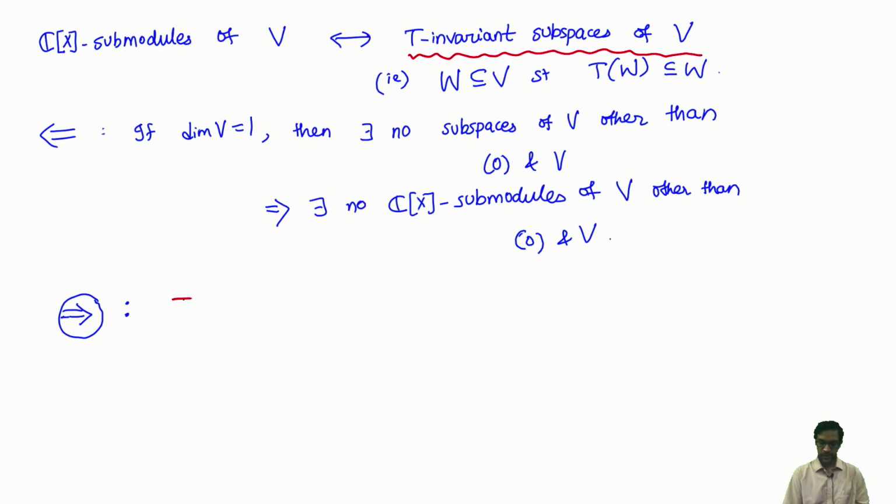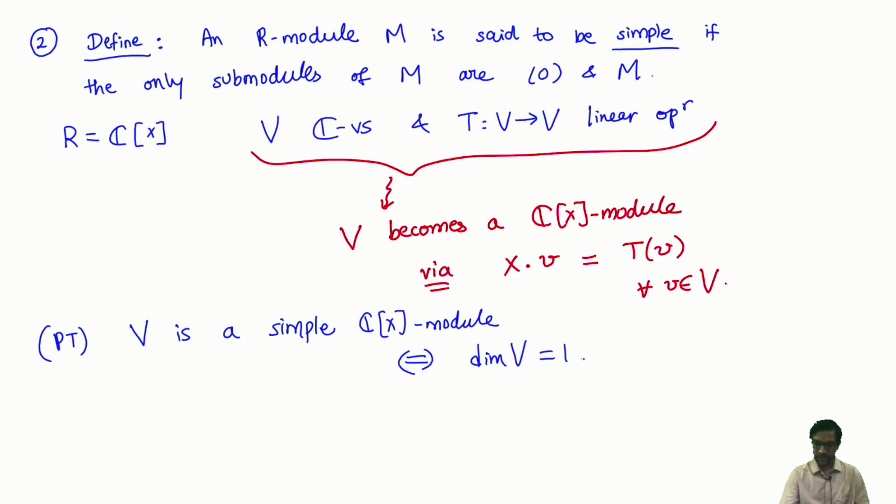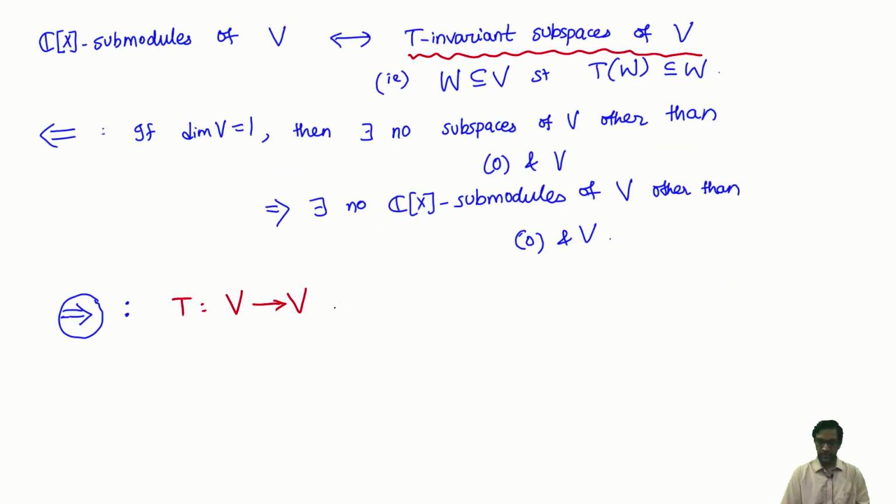But here is an interesting property of a complex vector space. I'm thinking of everything here as a finite dimensional complex vector space, so maybe I should have said that. Let V be a finite dimensional complex vector space, and let T from V to V be given. So T is a linear operator, and V is a finite dimensional complex vector space.